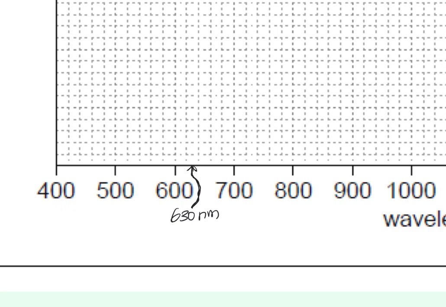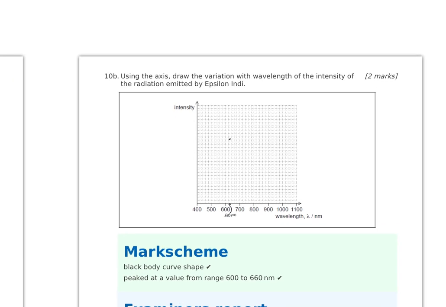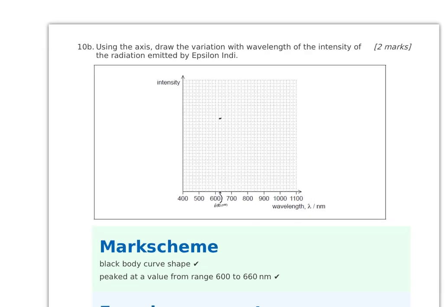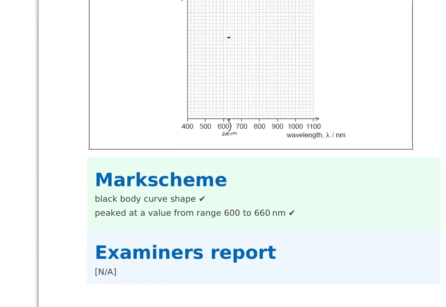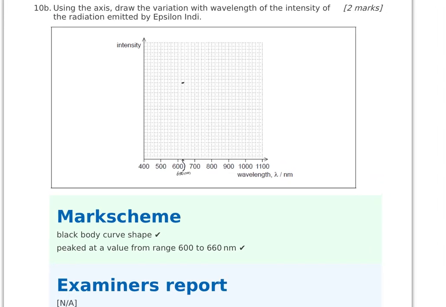Alright, so we need a black body curve shape, and the peak's going to be at 630 nanometers. So the highest point, I think it just says sketch the curve. It doesn't specify any y-axis values, but the peak's going to be right there. And then the black body curve I can show you.